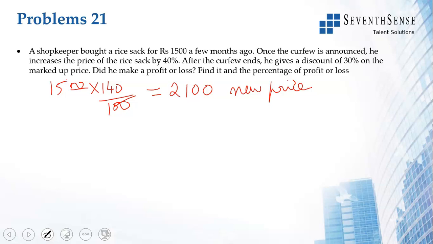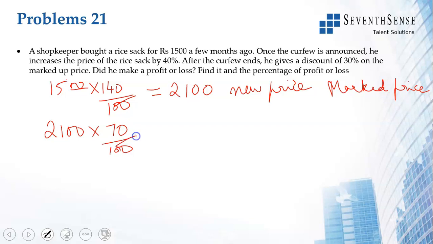So 1500, multiply that by 140 by 100, or you multiply that by 1.4, you will get the increased price, which is 2100. So now this is known as the marked price because it is increased and he has given that as the marked price. On this he is giving a discount of 30%. So how do you do that? You can calculate a discount of 30% as 2100 into 70 by 100. Why have we done 70 and not 130? If it was an increase or profit, we would have done it as 130 by 100, but here there is a loss of 30%, so we make it as 70 by 100. So 21 into 7 is 147, which gives 1470. Okay, 1470.